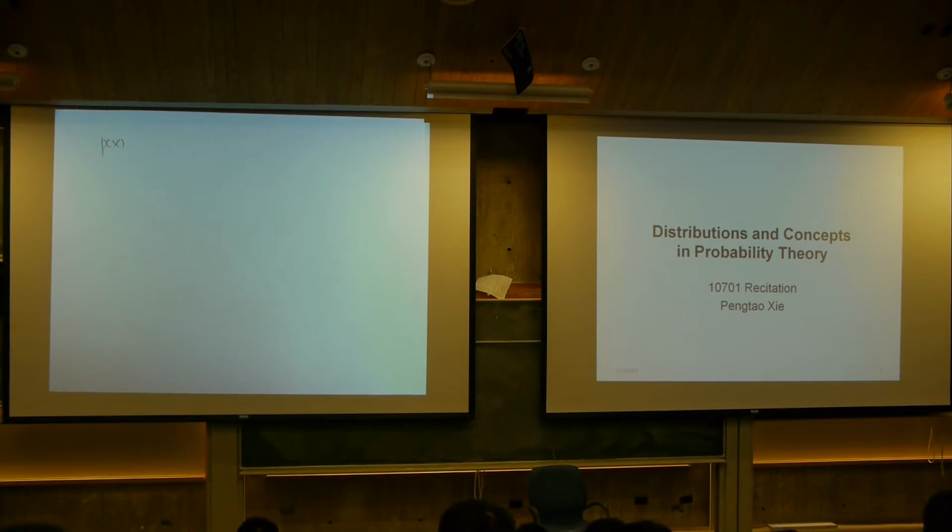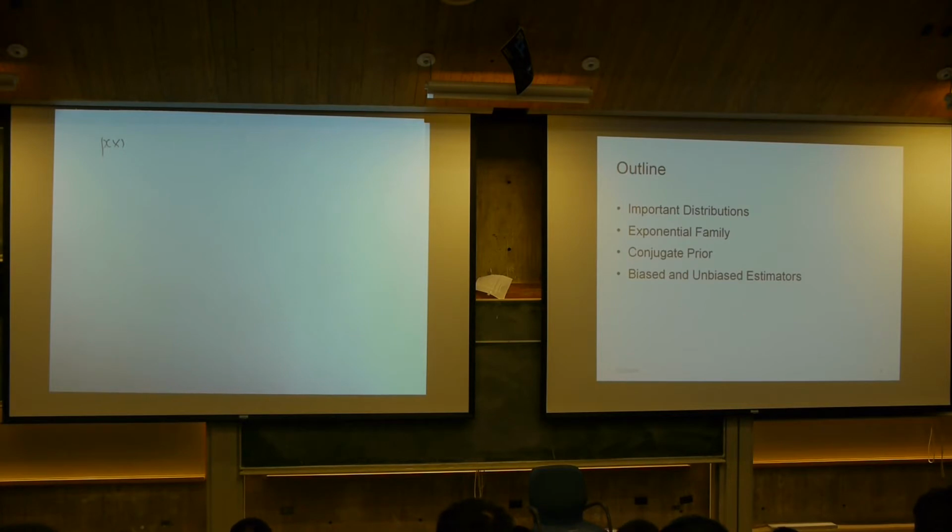So today we are going to talk about some important distributions and concepts in probability theory. The first part will be some important distributions, not too many, just 5. In the second part, we are going to discuss whether there is a way to unify these distributions we discussed in the first part. And in the third part, we will have an overview of the conjugate pair. And lastly, we will discuss the estimation bias.